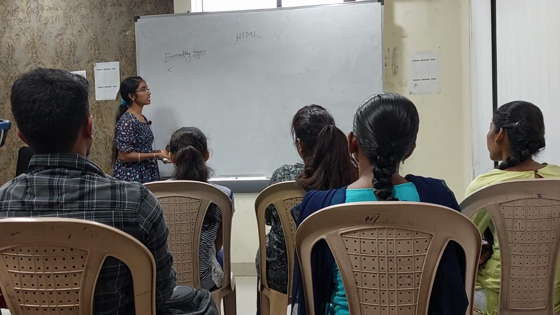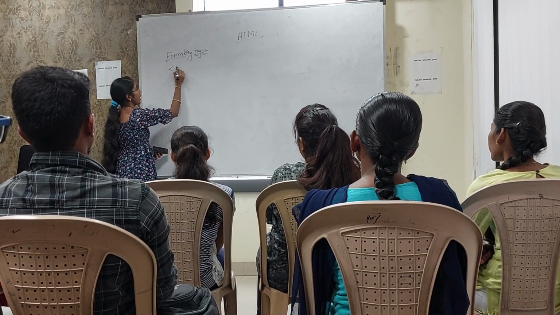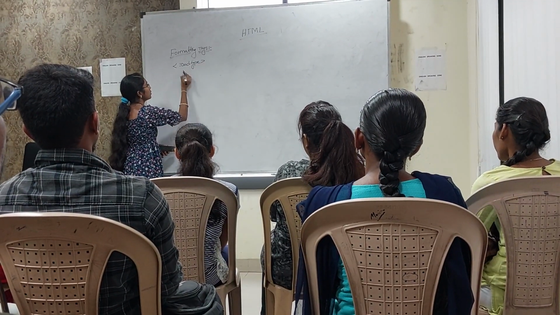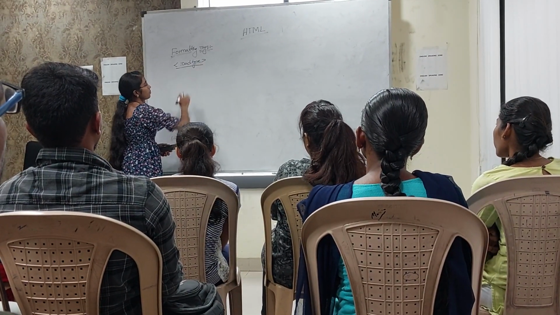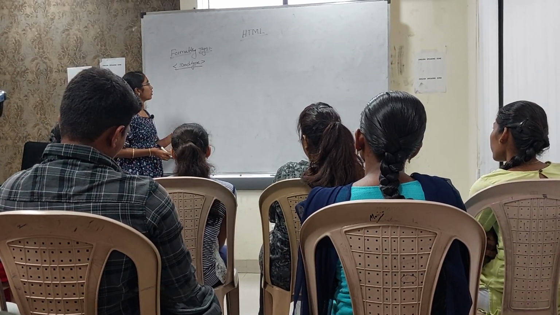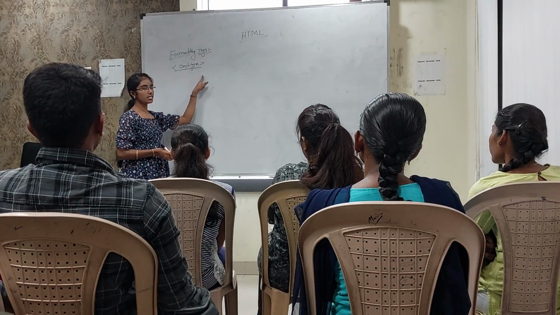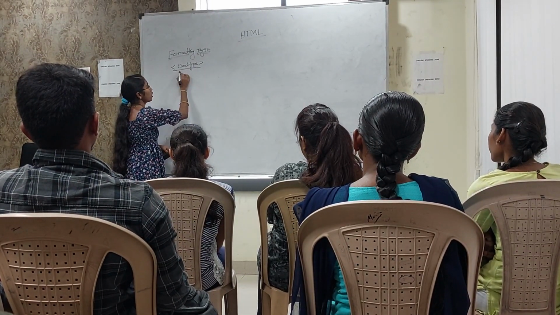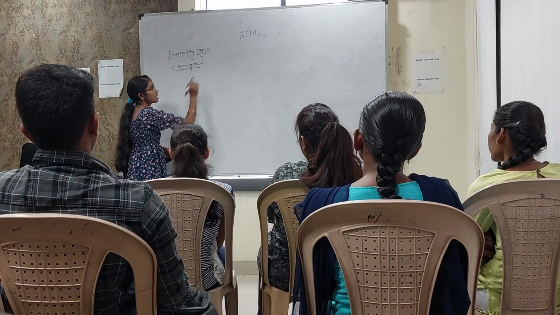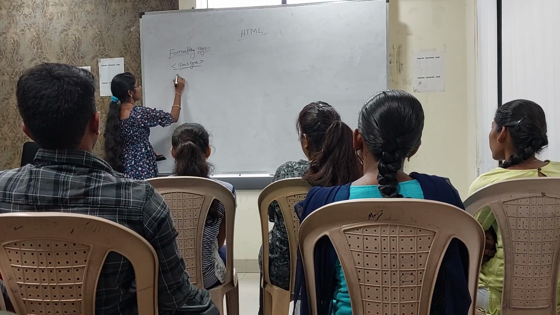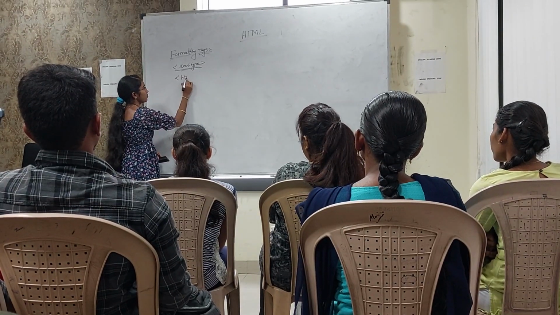So what are they? Document type. Why do we use this document type? Now we are using the latest version, HTML5. This tag will represent the document type and version. So this document type is the latest version in HTML. That's why we are using this document type. And next we are using HTML.